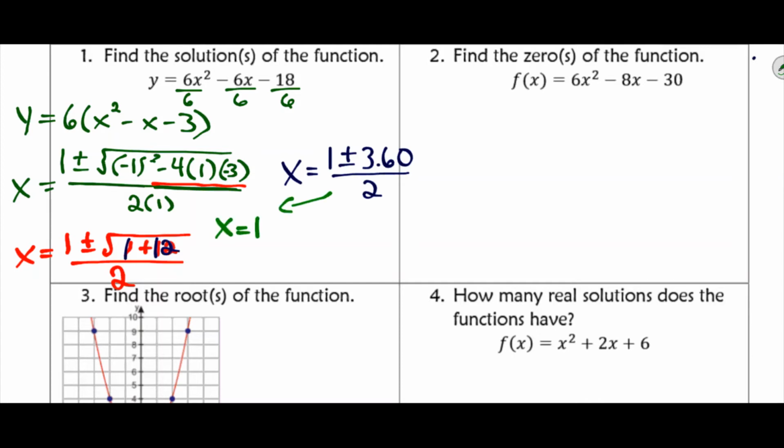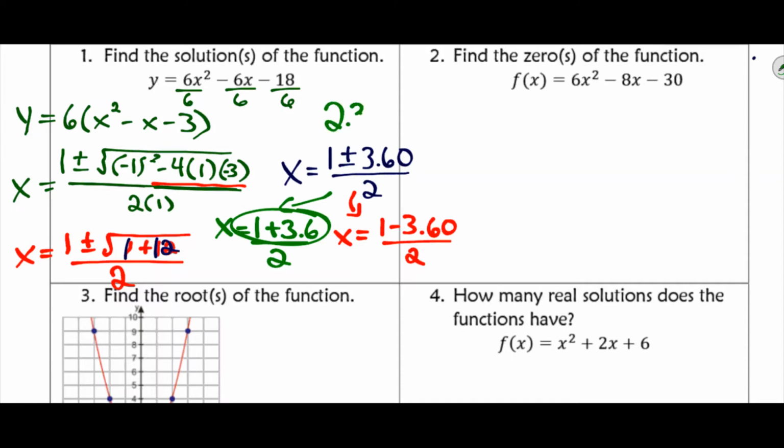x equals 1 plus 3.6 divided by 2, and x equals 1 minus 3.6 divided by 2. You can put the 0 on it or not, either way. 3.6, 3.60, those are the same thing. Now I'm actually going to simplify those, so I do the top first, and then I divide by 2. So I'm going to add these 2, and then divide that by 2. That would give me 2.3. I'm going to subtract these 2, and then divide by 2, so that's -2.6, divided by 2 is negative 1.3. Those are my two solutions.